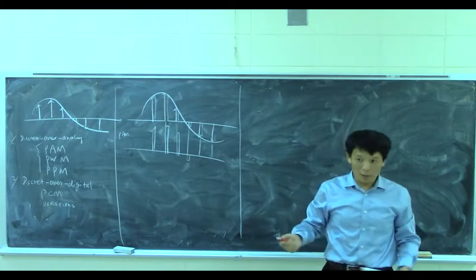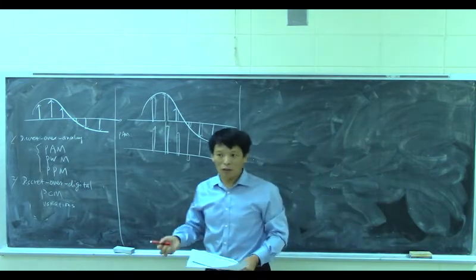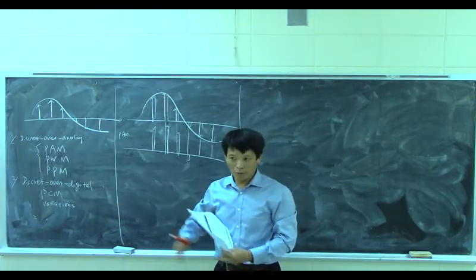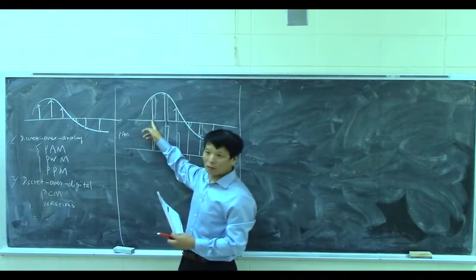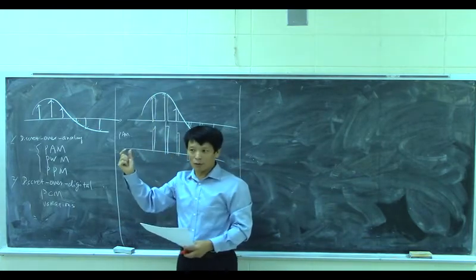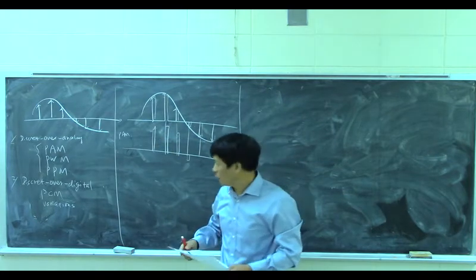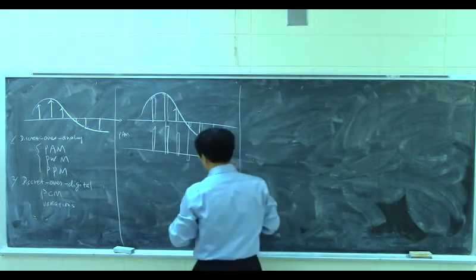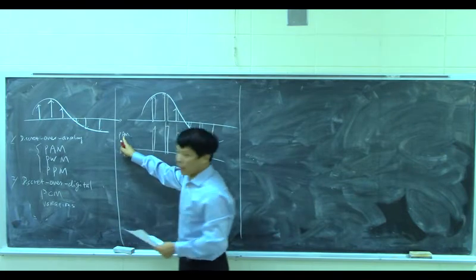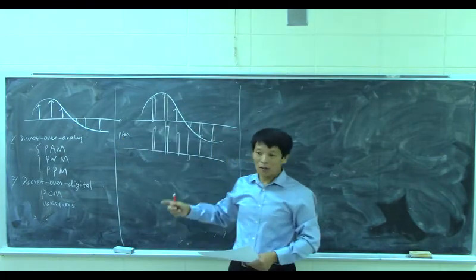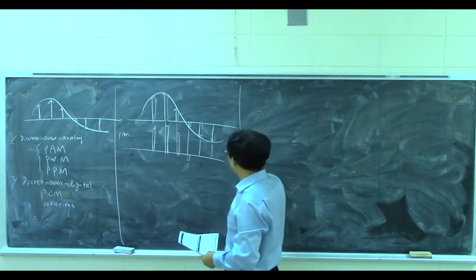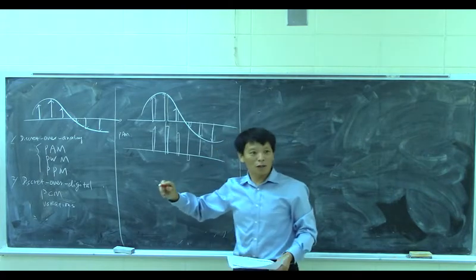Technically, in the labs, we have devices called sample and hold. You sample at this time, then you hold for some duration. That is the width of the pulse. So we have a device to do this. This is called pulse amplitude modulation. This is very similar to the analog modulation methods.